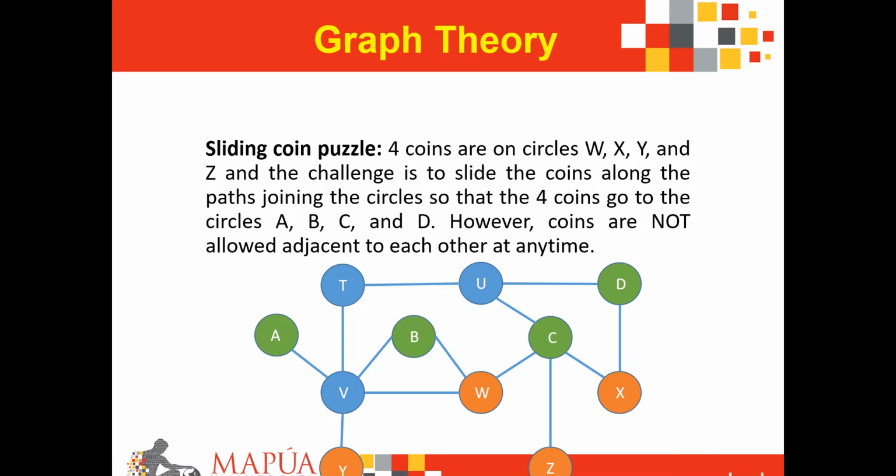However, whenever you slide coins, coins are not allowed to be adjacent to each other at any time. Meaning, if I slide the coin from position Y to position V, I cannot slide the coin at position W, nor can I slide the coin Y to position V, because that will make it adjacent to W. Therefore, how many moves will it take to place your coins in the positions A, B, C, and D?